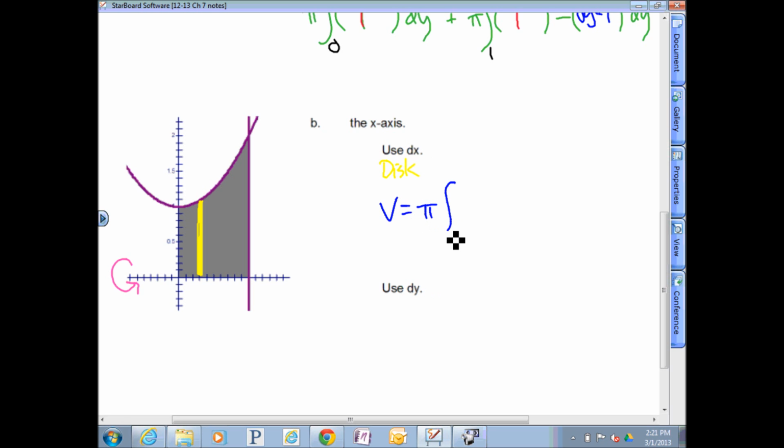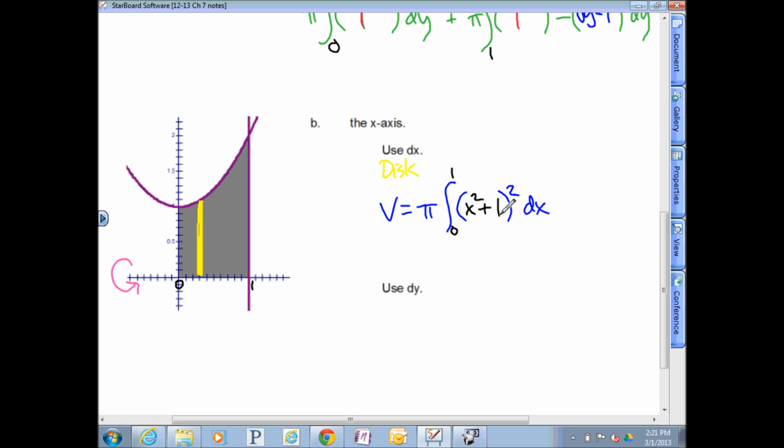Pi, integral from I don't know where to I don't know where of a quantity being squared with a dx on it. What's our integral? Well, my x's are going from 0 to 1. The length of that rectangle for my radius is x squared plus 1, so it's your f of x.